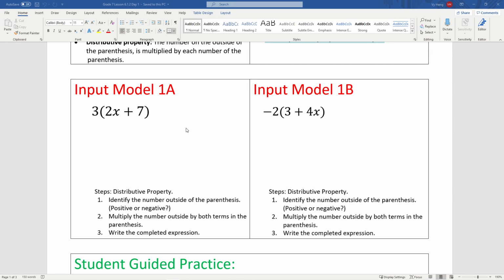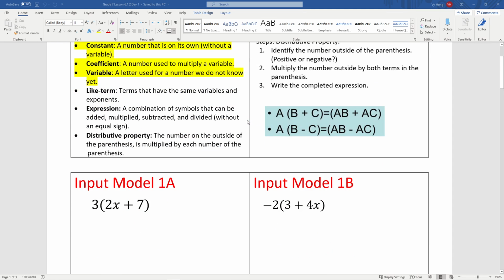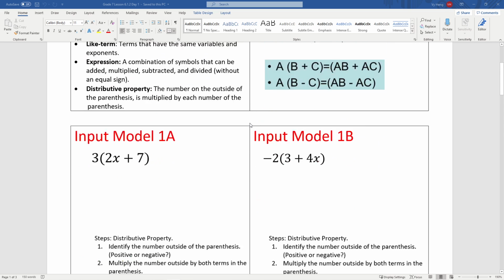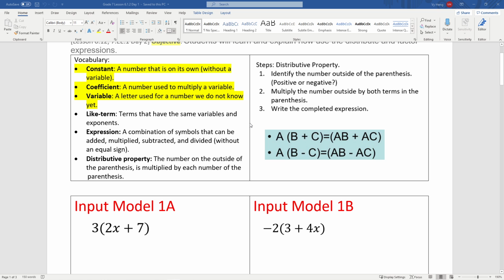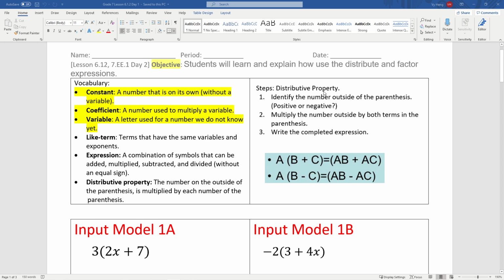So this is going to be lesson 6.12.2, day one, which has to do with the objective of distributing and factoring expressions. If you already had the class, then this is more like review. But if you did not have the class yet, this is today's lesson. First of all, we're going to go straight to the example of what a distributive property is.